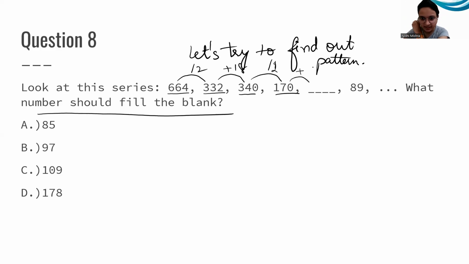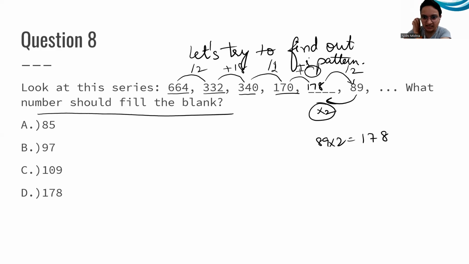It should be plus something. But this should be divided by 2. So if I'm going in this direction, this is divided by 2. If I'm going in this direction, this is multiplied by 2. Let's try. 89 cross 2, so this is 178. And this is adding plus 8. Something is going in addition. Oh, wait. This is also plus 8 only. 332 plus 8 is 340. So this pattern is matching.